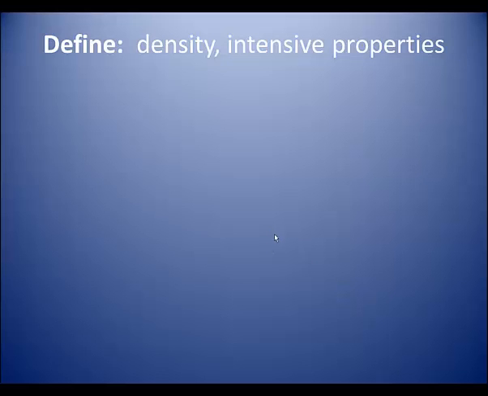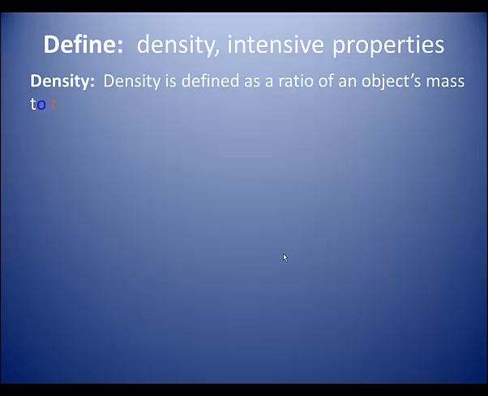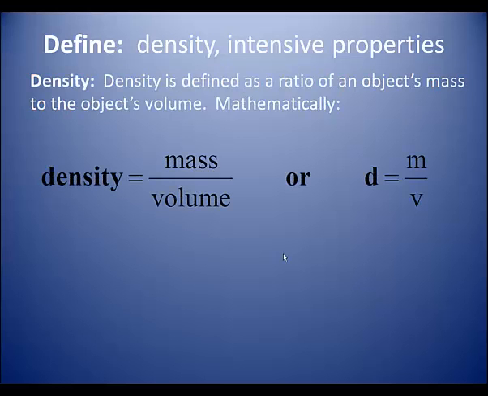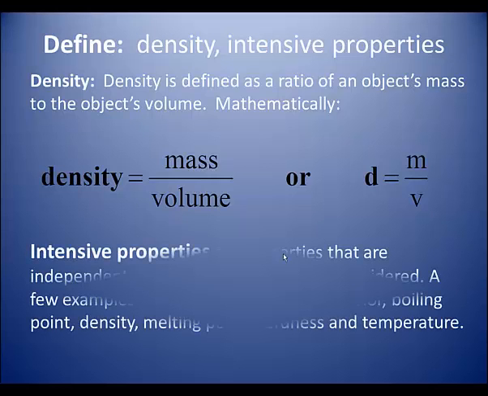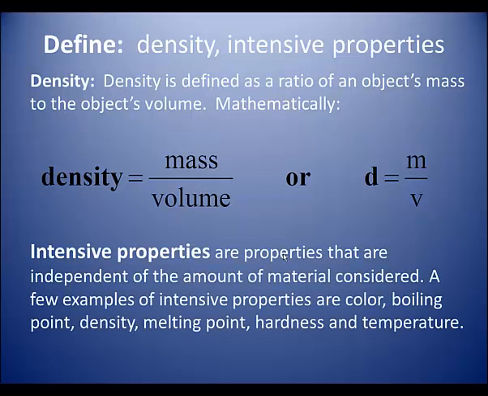First, let's define density and intensive properties. Density is defined as a ratio of an object's mass to the object's volume. Mathematically, we can express density as being equal to mass divided by volume, or simply D equals M over V. Intensive properties are properties that are independent of the amount of material considered. A few examples of intensive properties are color, boiling point, density, melting point, hardness, and temperature.